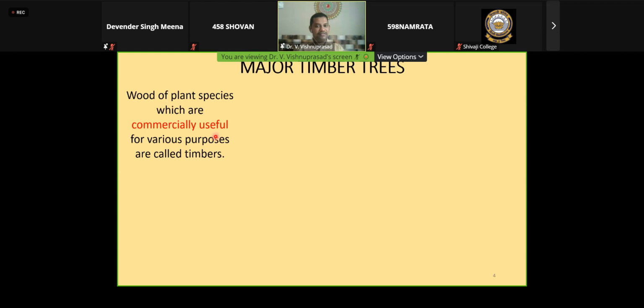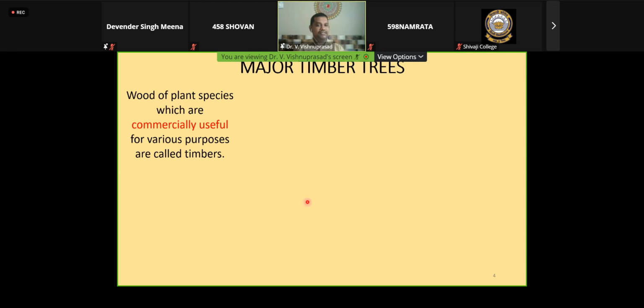Now, this is one species which is very abundant in the eastern part, all the way to Jharkhand, Orissa, north Haryana, Uttarakhand. This tree is very abundant, and they grow in huge densities. So this is one species which produces very good quality timber. That's called Shorea robusta, or the sal tree.